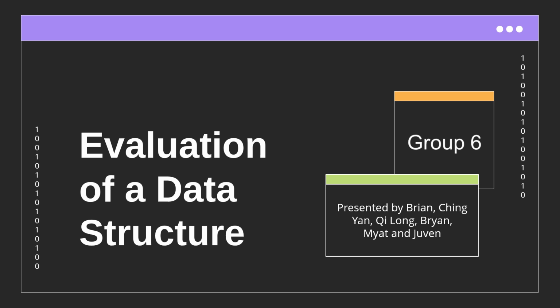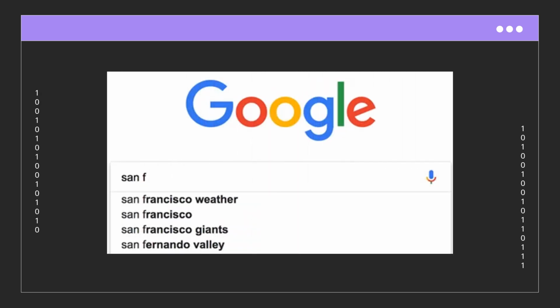We are group 6 and today we'll be talking about the evaluation of a data structure. Have you ever tried Googling something and getting suggestions to complete your search? Well, this autocomplete function can be done by a trie, the data structure we have chosen for our project.